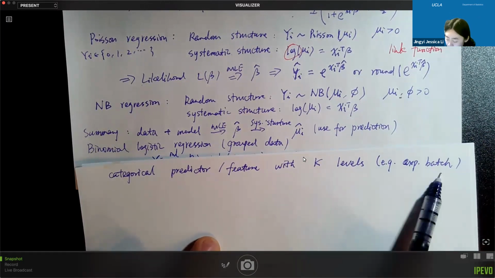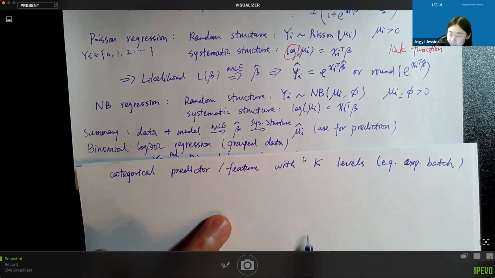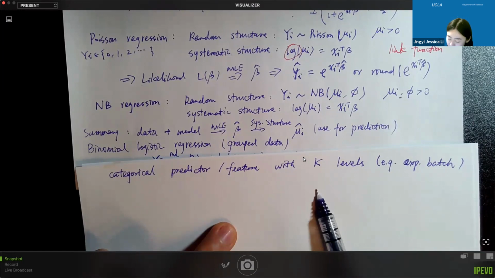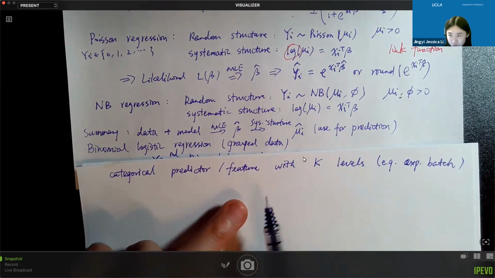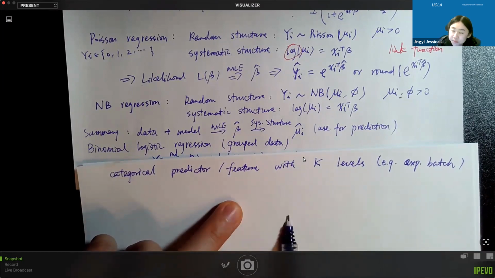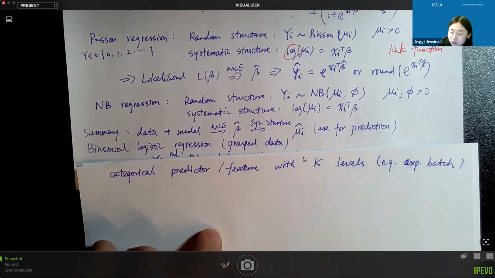So although we can surely encode the batch as batch 1 to batch k, the labels here do not have numerical meanings. There's no guarantee that the difference between batch 1 and batch 2 is the same as the difference between batch 2 and batch 3. Which means that the numerical labels should not be taken as numerical values. Then how do we encode them?